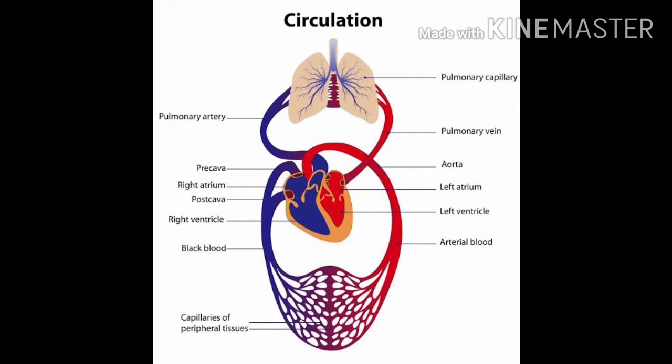As you can see here, there are two kinds of blood circulation, between the heart and lungs and between the heart and our body, and that's why in human beings the blood circulation is called double circulation. In pulmonary circulation, the blood flows between the heart and lungs, whereas in systemic circulation, the blood circulates between the heart and our body.